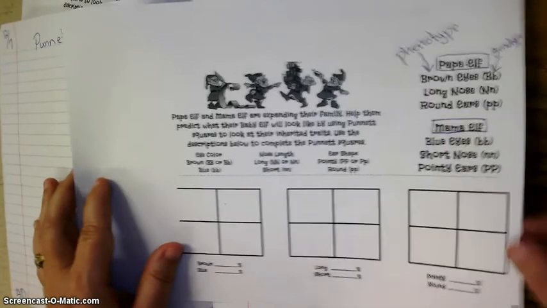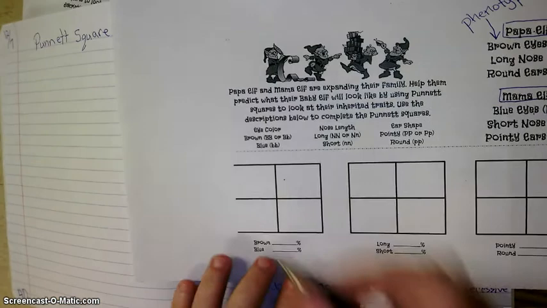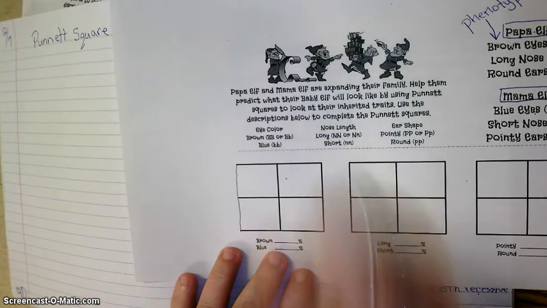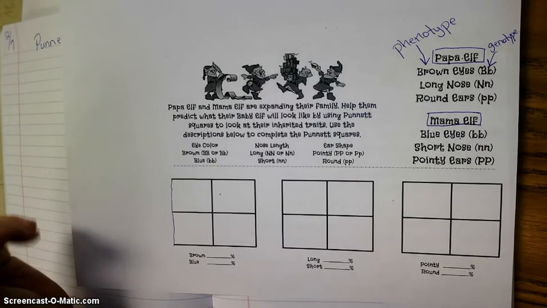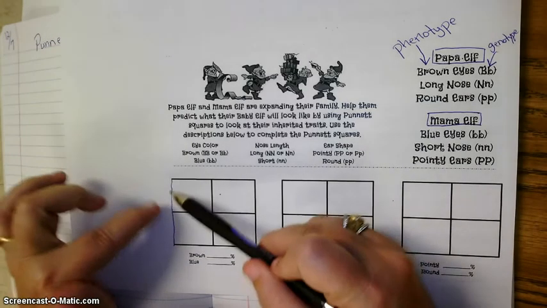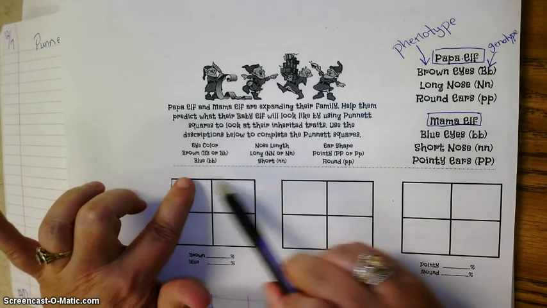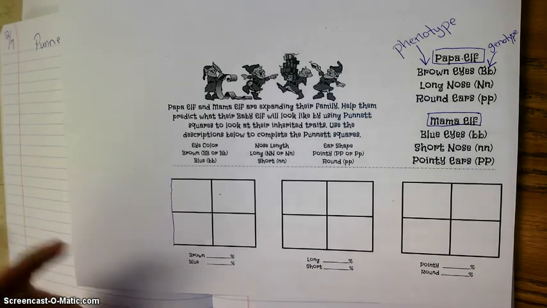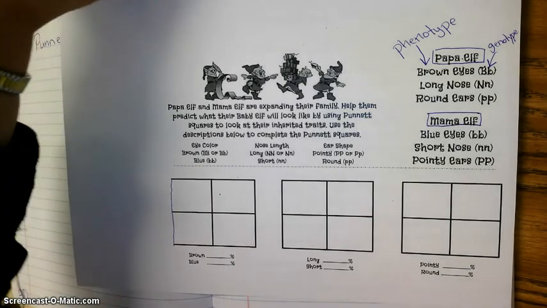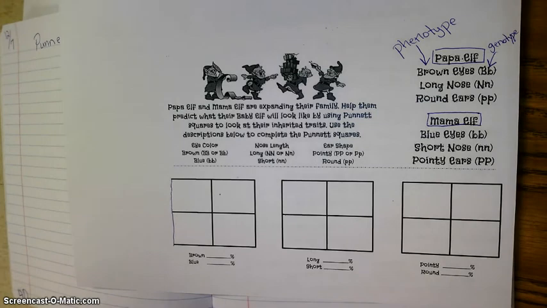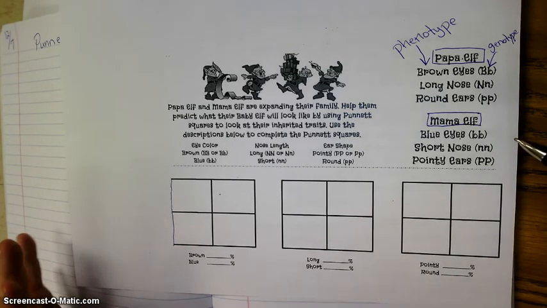So back here we have 3 Punnett squares. One of these needs a line added, so add that line there. It really doesn't matter which parent you put on the side and which parent you put their genotype across the top, as long as you do it accurately. Okay, so to show you, I'm going to use 2 different colors. I'm going to use purple for Papa Elf, and then I'm going to use pink for Mama Elf.